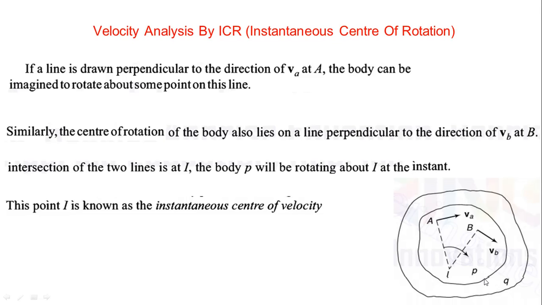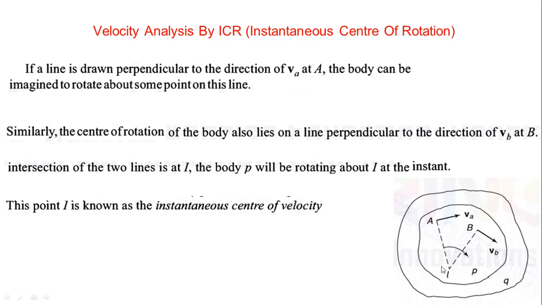For another instant, the velocity of body A will be in a different direction, and the velocity of body B will also have a different direction. Then the perpendiculars to these vectors will have another intersecting point, different from this location. So for another instant there will be another instantaneous center of rotation, and this is a general method to locate an ICR for a given body.